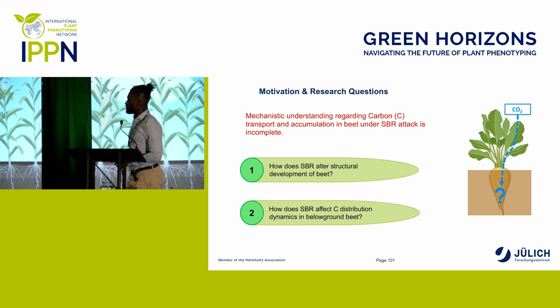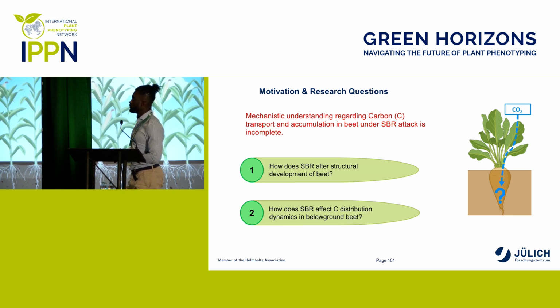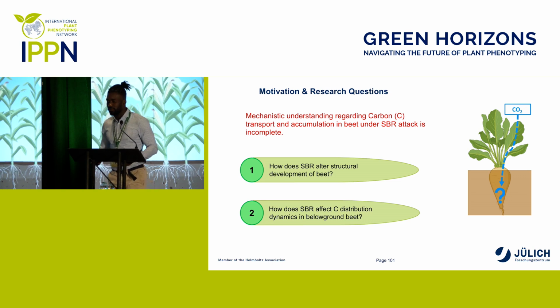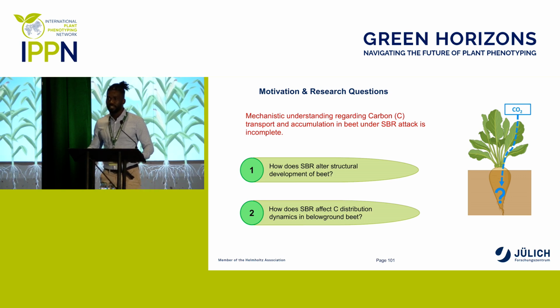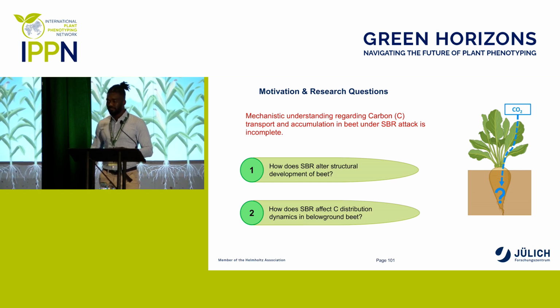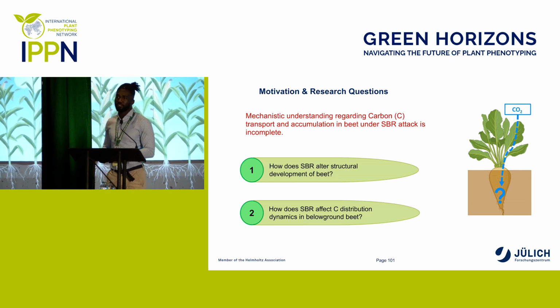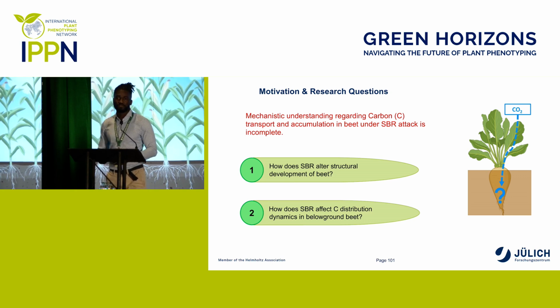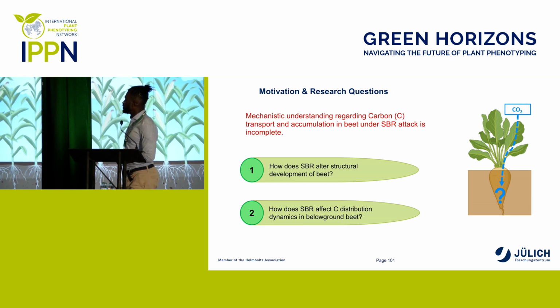To do this, we asked ourselves two questions. The first one, we wanted to understand how this disease alters structural development of sugar beet plants. Again, we wanted to have insight into how SBR disease affects carbon distribution dynamics in basically the below ground part of the sugar beets. Now, for sugar beets, the below ground forms the main economic value, so it becomes important for this subject.